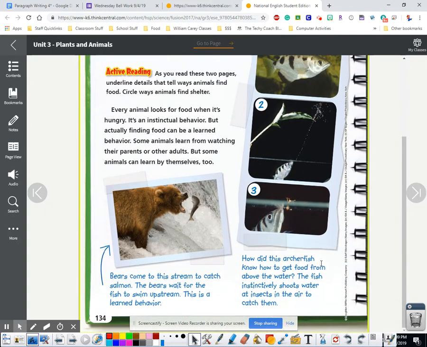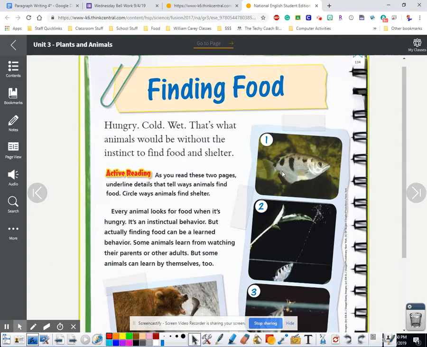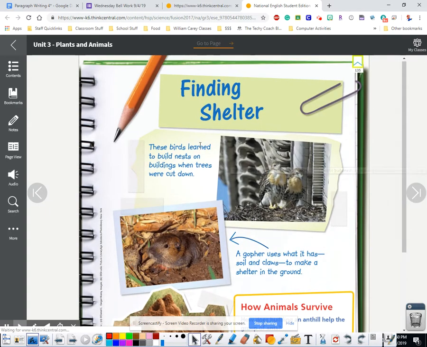How did this archer fish know how to get food from above the water? The fish instinctively shoots water at insects in the air to catch them. So that's how they eat. So it's instinctive. When they're born, they're going to hit the insects and eat them.